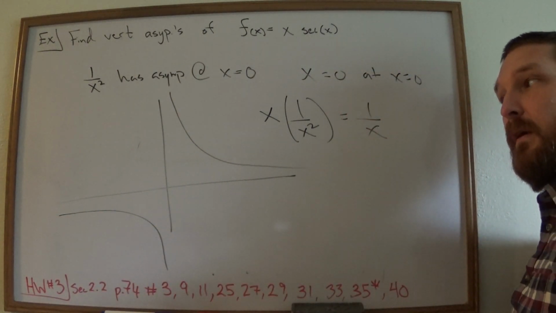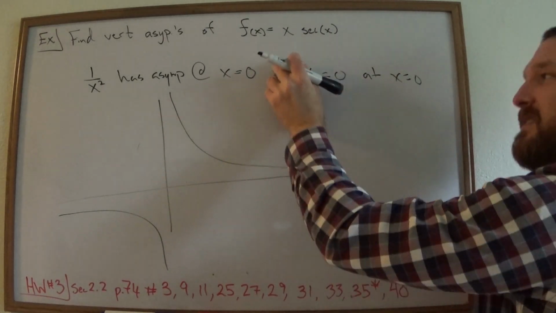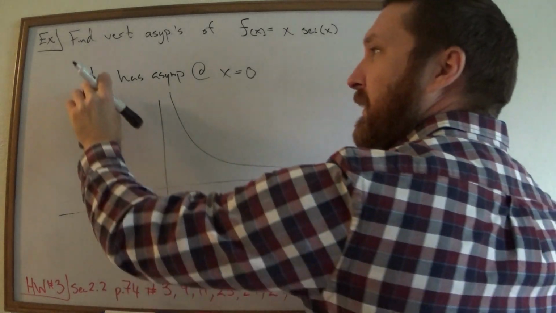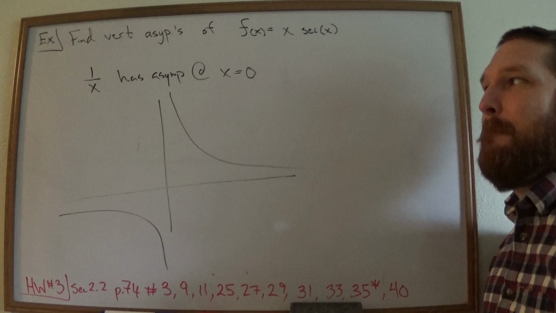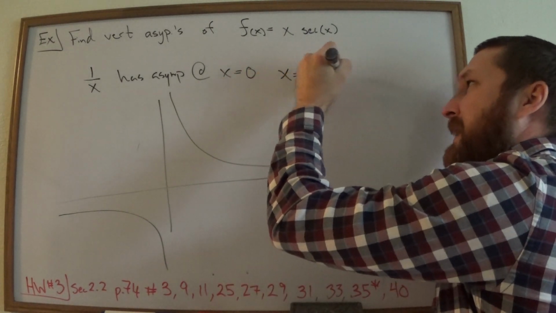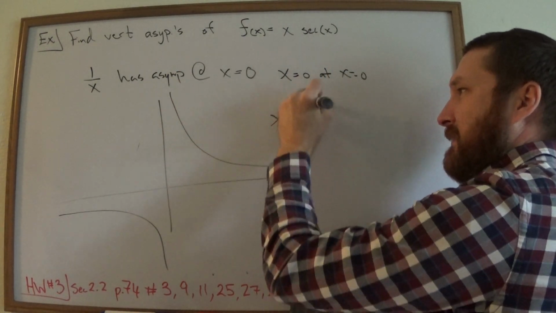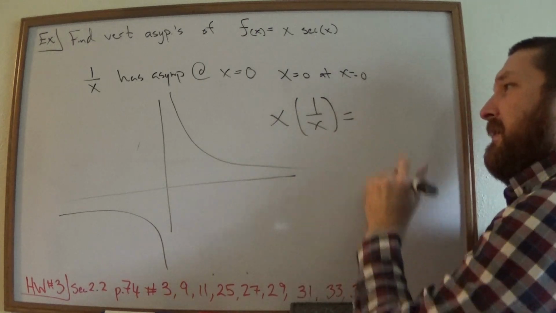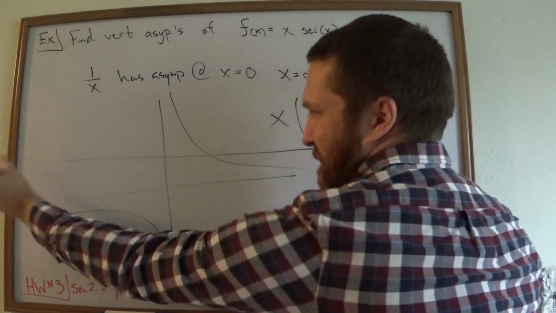But now, you might think, aha, it's going to still have an asymptote. But check this out. 1 over x has an asymptote at x equals 0, and the function x equals 0 at x equals 0. And so what happens when we multiply those guys together? You just get 1. Does that have an asymptote? No, it's just the function 1.